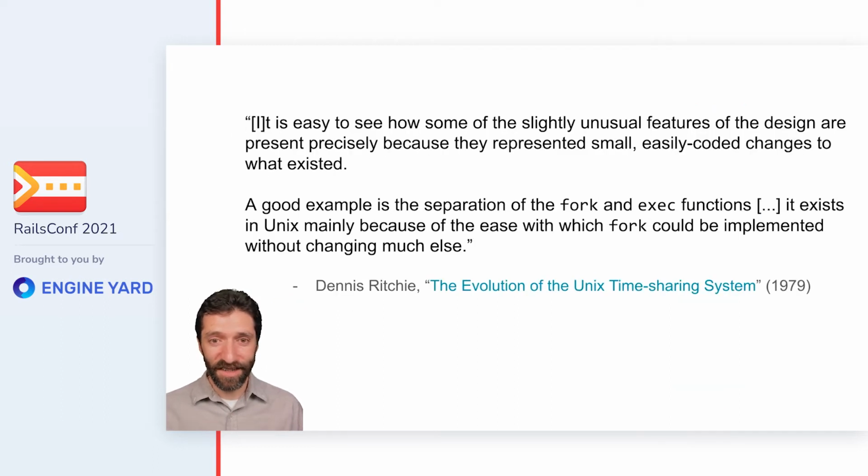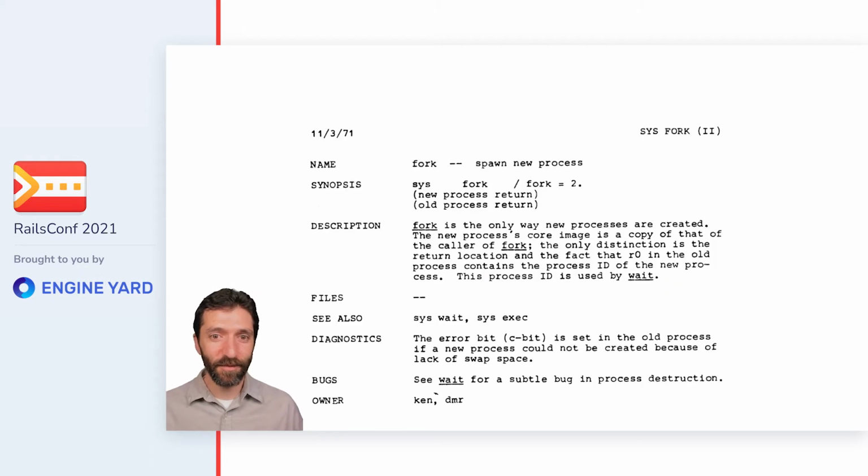He went on to write, "It's easy to see how some of the slightly unusual features of the design are present precisely because they represented small, easily coded changes to what existed. A good example is the separation of the fork and exec functions. It exists in Unix mainly because of the ease with which fork could be implemented without changing much else." So like I said, it was a total hack.